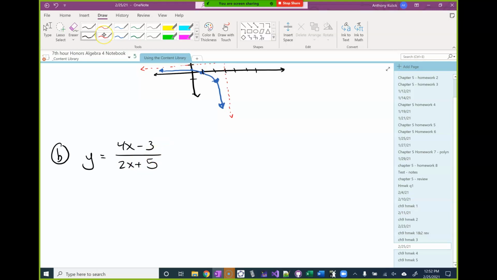So here we can see that our problem is in that other form. We'll start the exact same way. We'll look for the vertical asymptotes. So the vertical asymptote is going to be negative d over c. And the horizontal asymptote is going to be a over c.